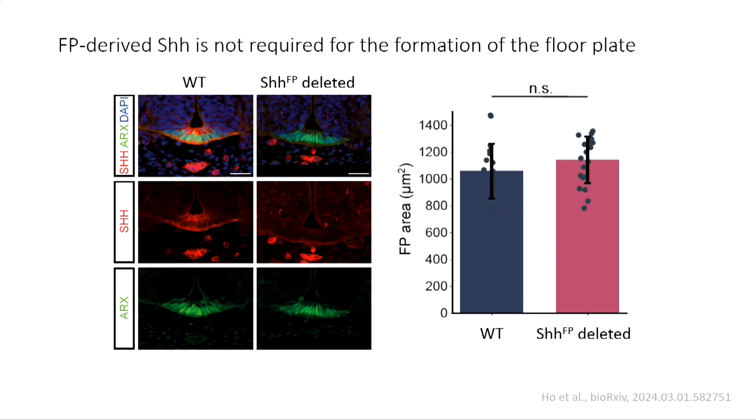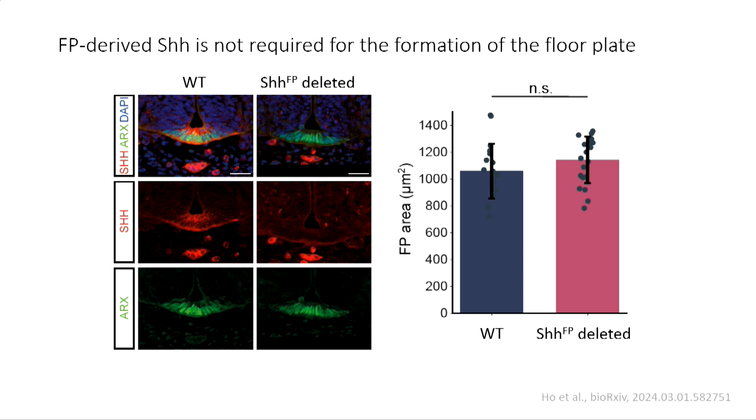And finally, we tested this prediction experimentally. The idea of the experiment was, so there are a few experiments. One of them was, this is the wild type. Here you see in red the Sonic Hedgehog. In green, you see floor plate. Blue marks the cell nuclei. And this is the wild type. So you see the Sonic Hedgehog produced by the floor plate, by the notochord.